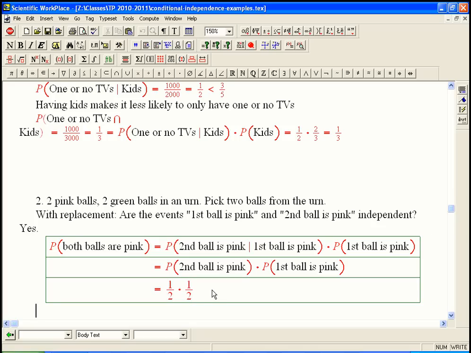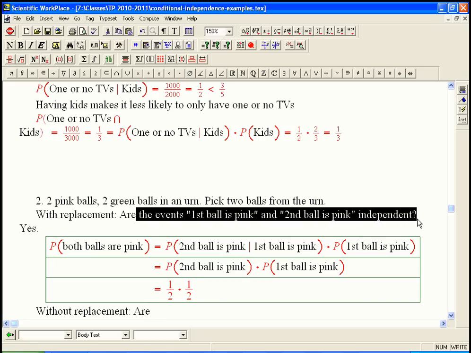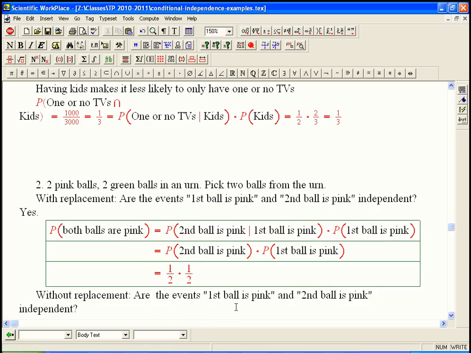Okay, now what about without replacement? Are these events independent? Well, let's see. If I know the first ball is pink and I haven't put it back in, and then I ask, is that going to affect the probability of the second ball being pink? Well, without that one pink ball, it's 2 green balls and 1 pink ball. So that's definitely going to affect it. So the answer is no.